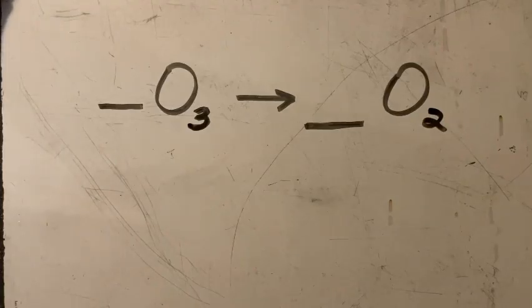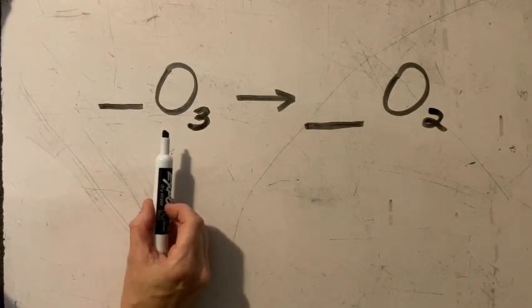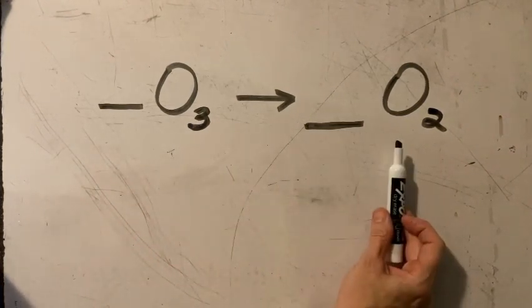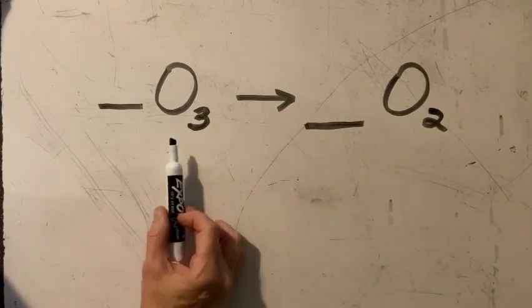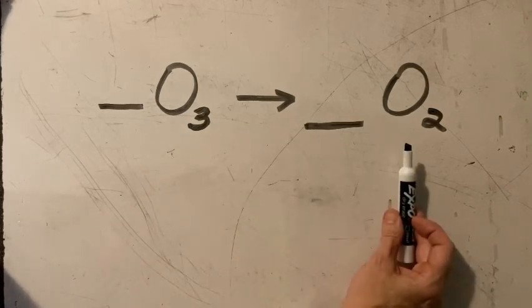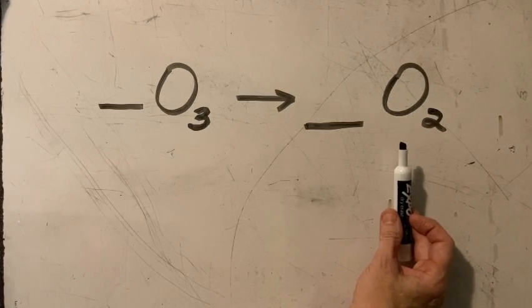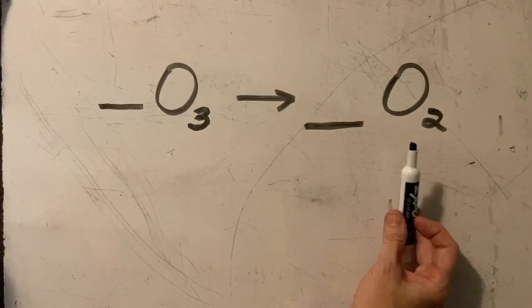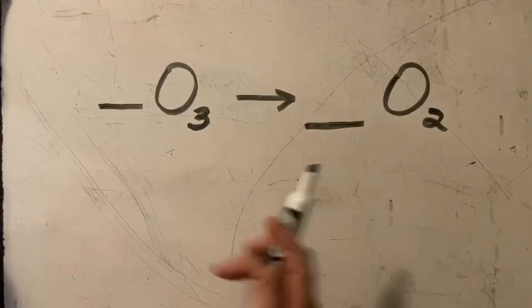The first reaction we're going to look at is when ozone, which is O3, converts to oxygen, which is O2. I think you guys know that ozone protects us from ultraviolet radiation. In the upper atmosphere, it breaks down and forms the oxygen that we breathe. So we're going to try to balance this chemical reaction. And remember, we have to use reactants to form products.